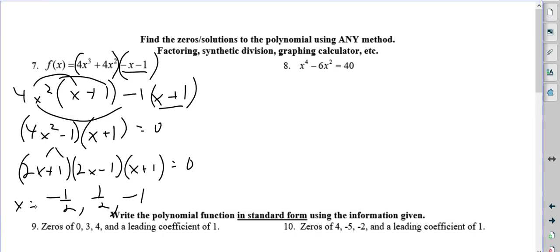So if you would have put this in the calculator, the only one you would have seen in the table is that one. But you could have started that and done synthetic division. I just wanted to mix it up. All right, this one I'm going to factor, but I need this over here first.